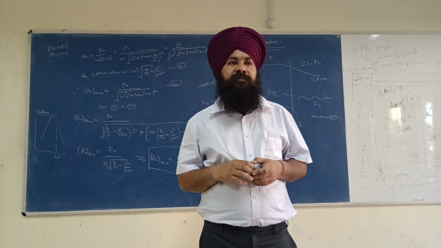Z1 and K1 are the variables of this medium. Z1 is the impedance, K1 is the propagation constant of this medium. This is the intervening medium. This is called the impedance matching medium, or also the intervening medium.